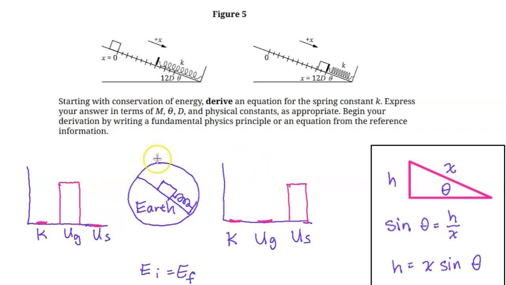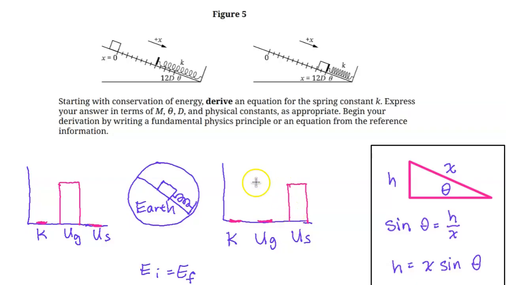This does not mean that you need to have created this for the exam, but I'm just using this to explain this problem. So here we have the initial energy. All of the energy is stored in the gravitational potential energy. And there is no kinetic energy because the block is not moving, and there's no spring potential energy because the spring is not compressed. This is showing our system, which includes the block, the ramp, and the earth, and the spring.